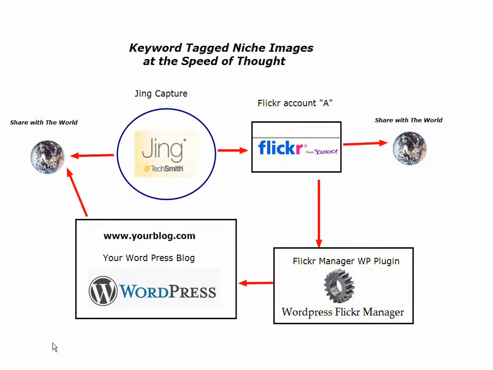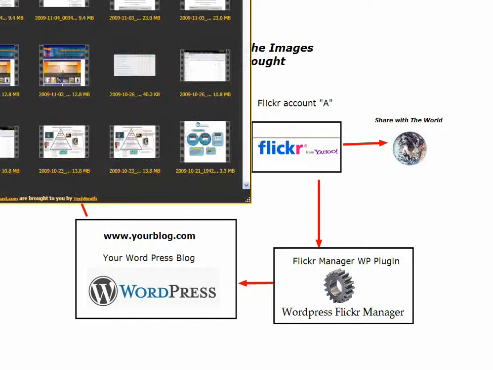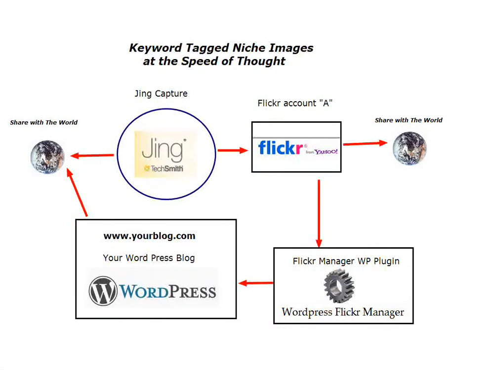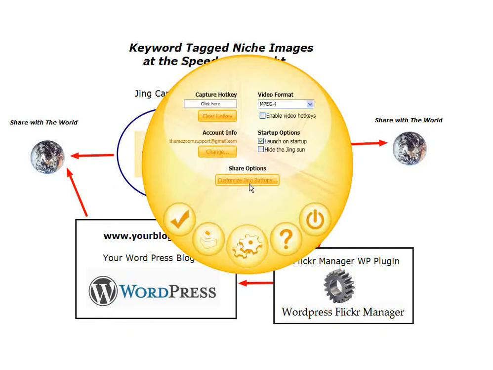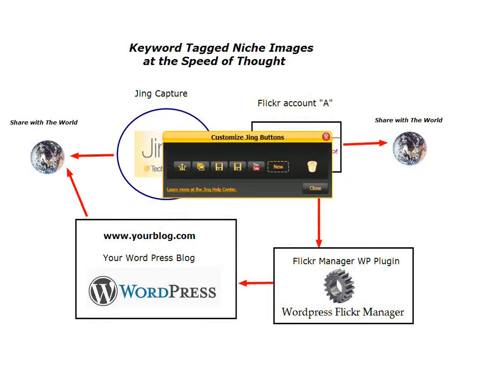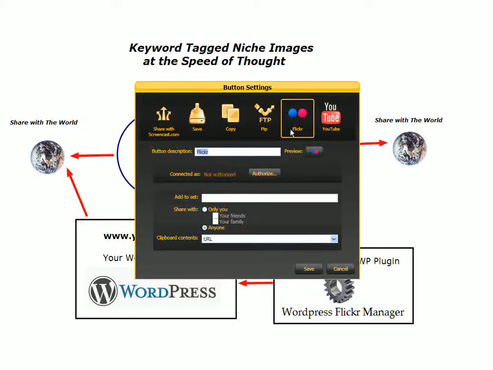Now, we're going to go into the next step in the next section under Jing, and I'm going to capture as much of this as I can. The Jing software is at the top of your computer when you've downloaded it. And what you want to do is go to the default settings, and this will allow you to capture things on the fly. So just go to the preferences, and you want to customize your Jing buttons. All you have to do is add new, click the Flickr button, and this button description is going to be called Flickr. Set it to share with anyone, and click save.